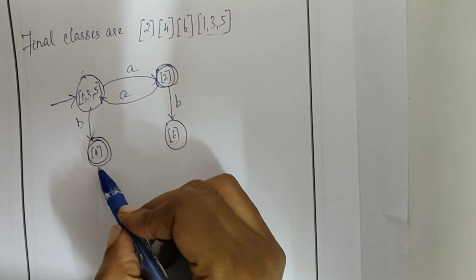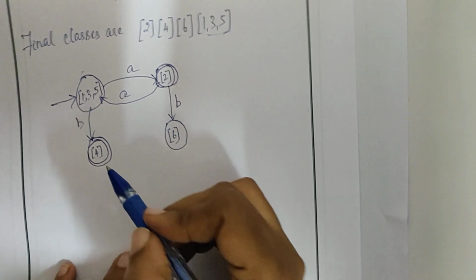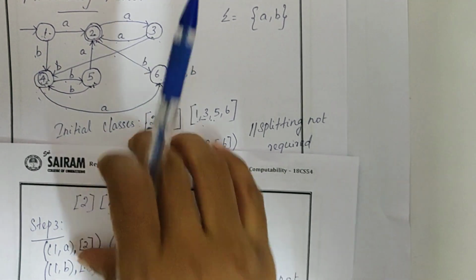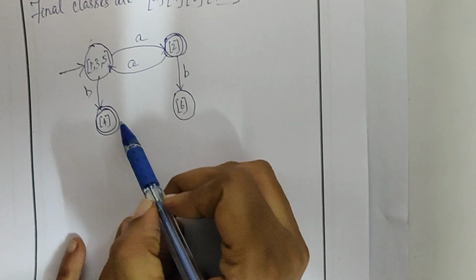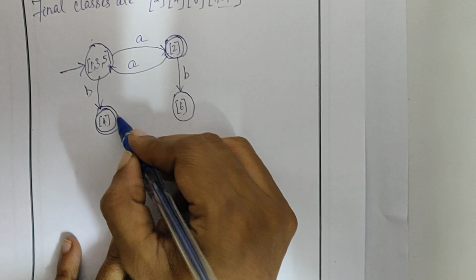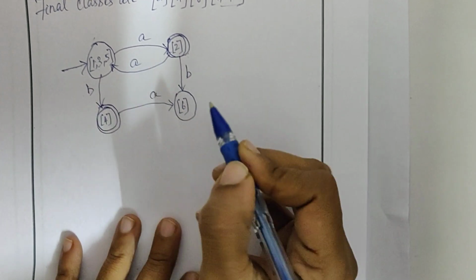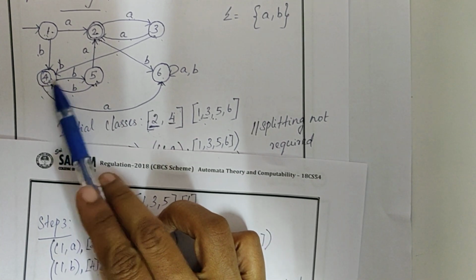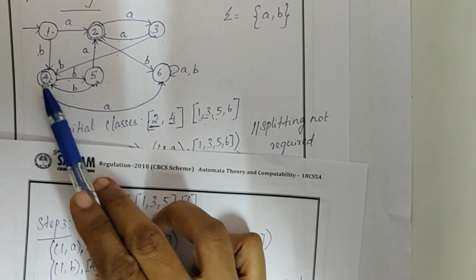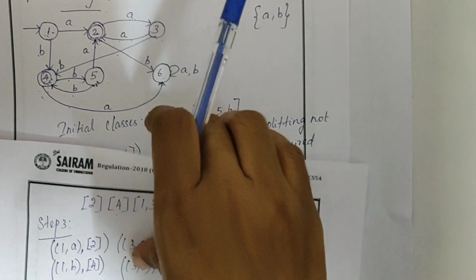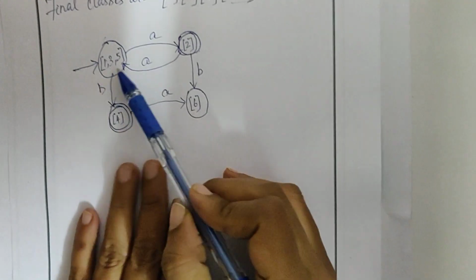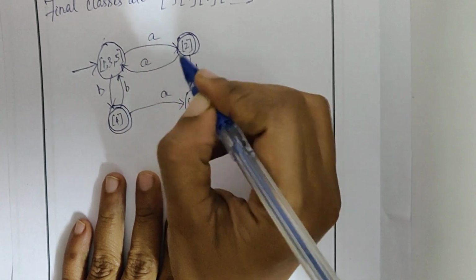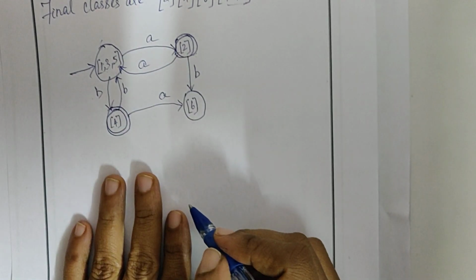Next I have to find 4 comma A and 4 comma B. 4 comma A is moving to 6. Next 4 comma B, it is moving to 5. Where do I have my 5 here? 5 belongs to this class. So 4, when it takes B input, is moving to 5.